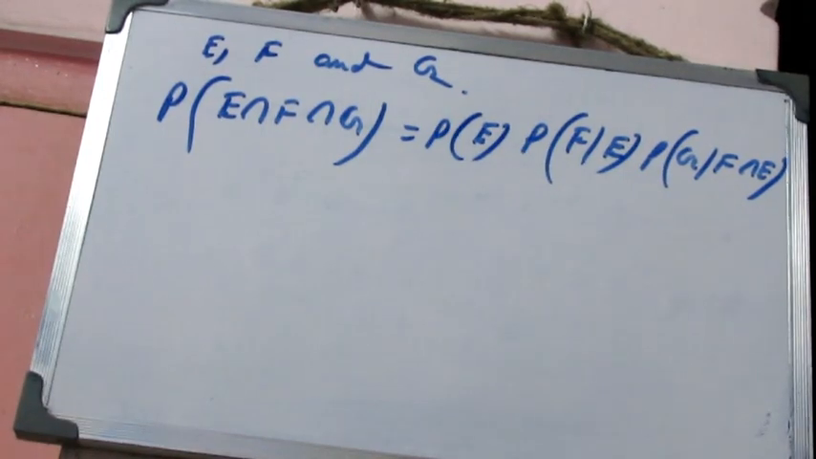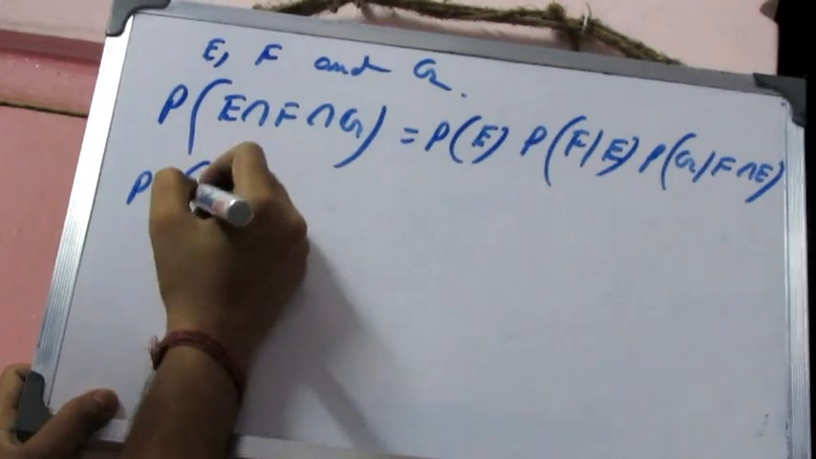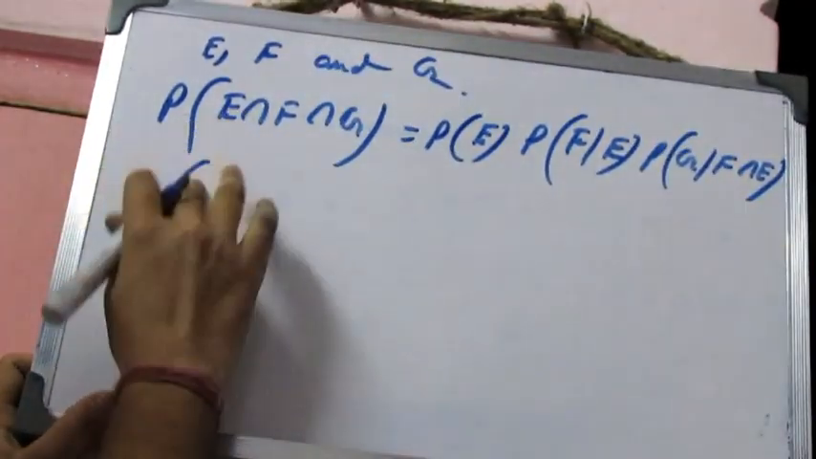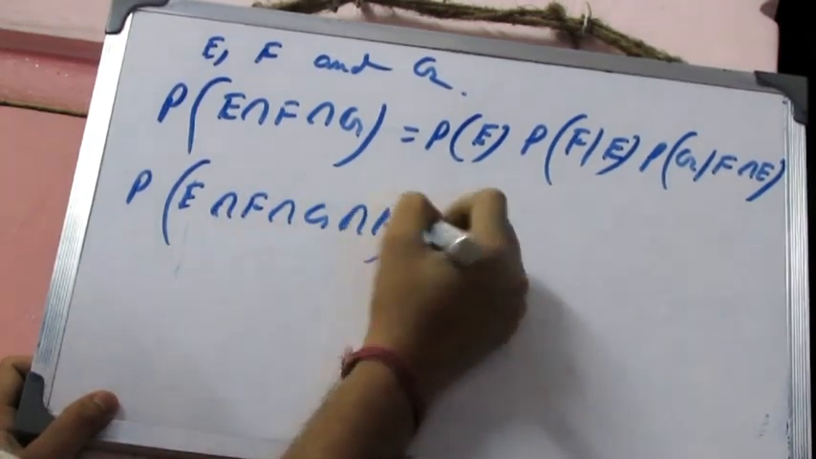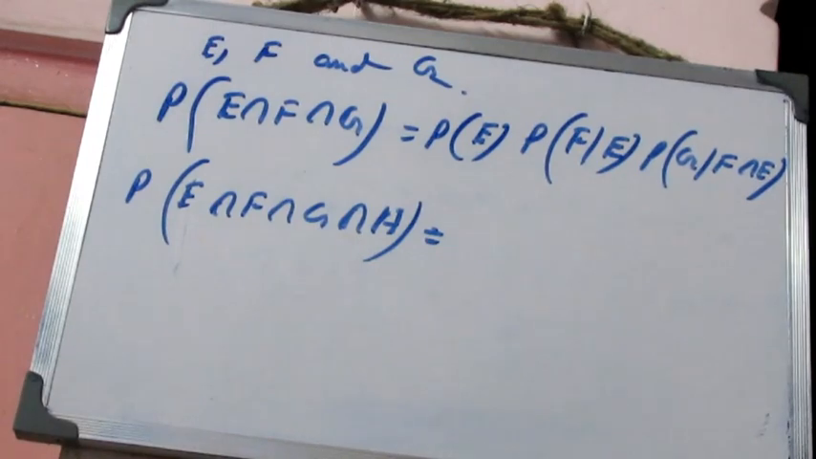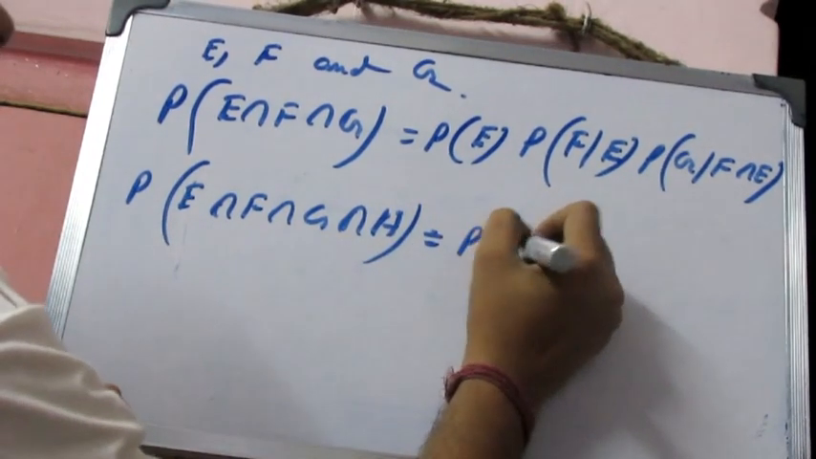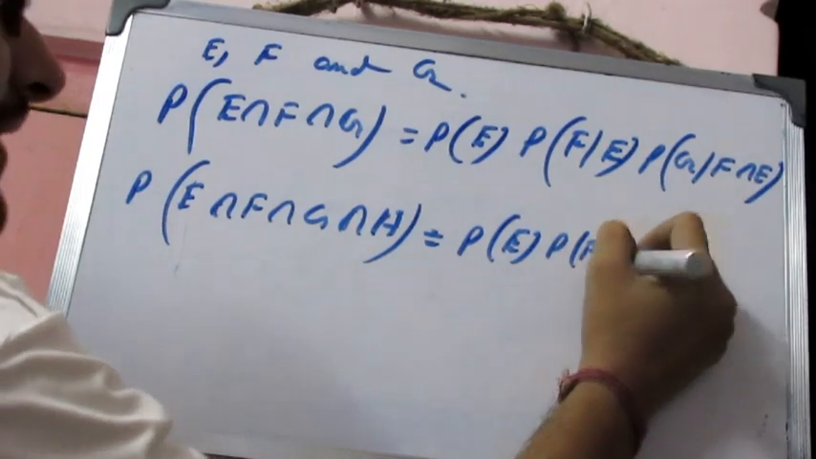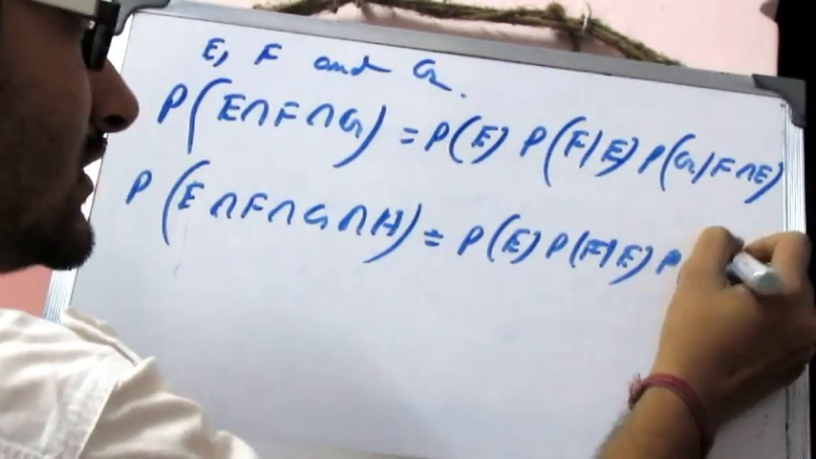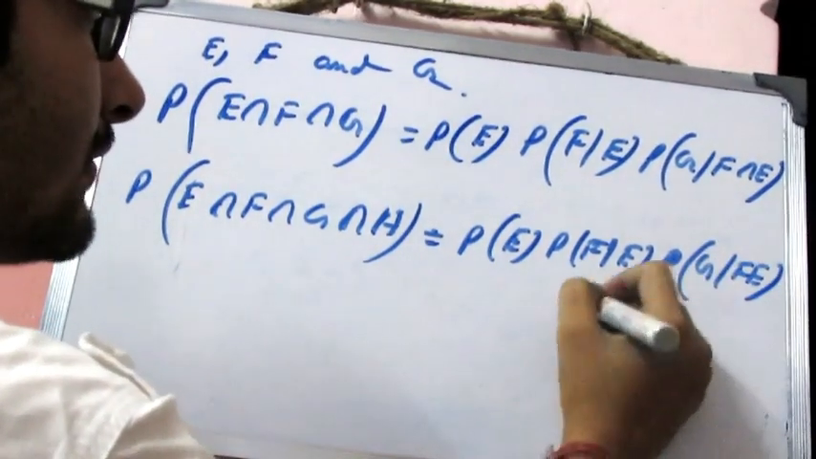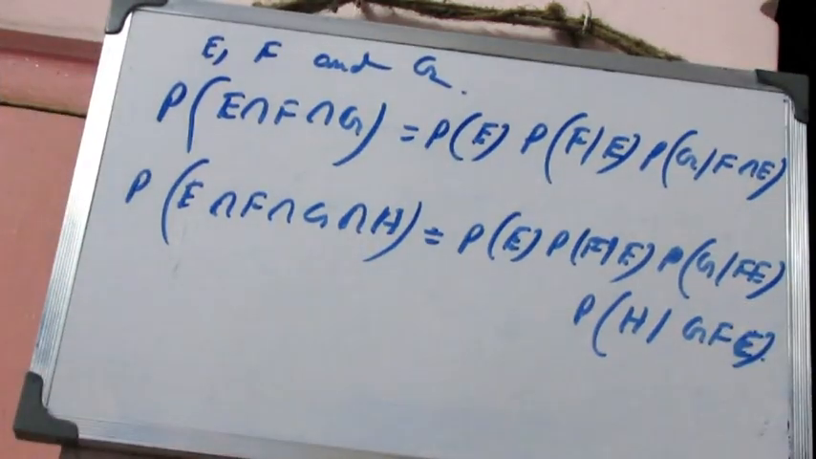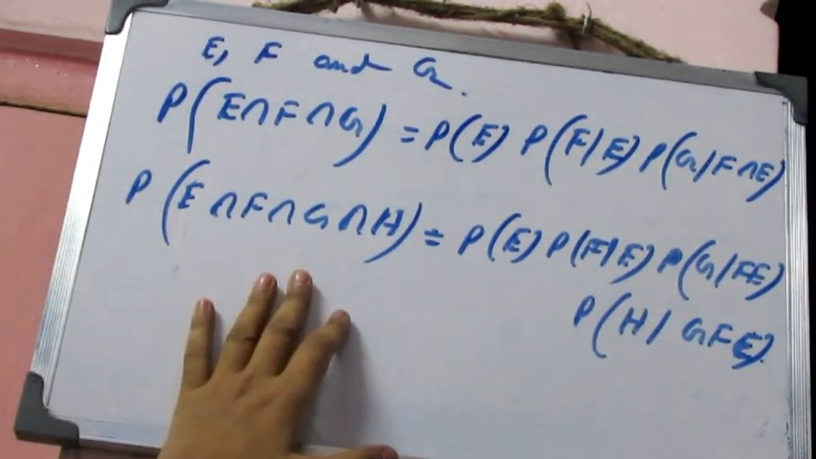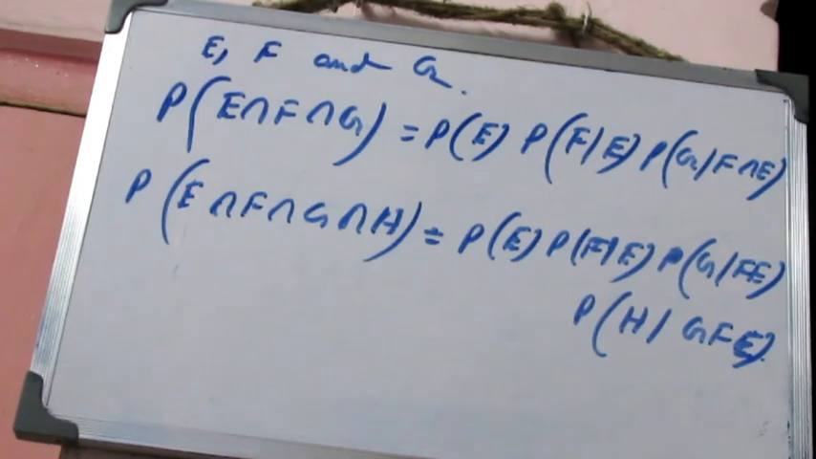Similarly we can write it for 4 events, such as E intersection F intersection G intersection H. There are 4 events E, F, G, H. Then by the multiplication theorem it will be P of E, P of F given E, P of G given F, E, P of H given G, F, E. So this is for 4 events E, F, G, H. Similarly we can find it for more events.